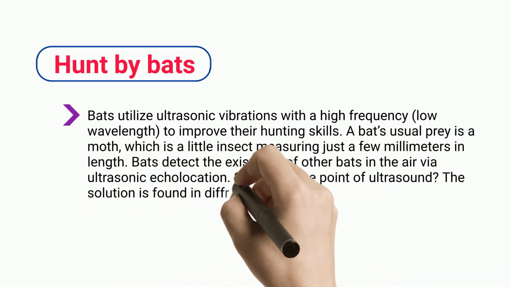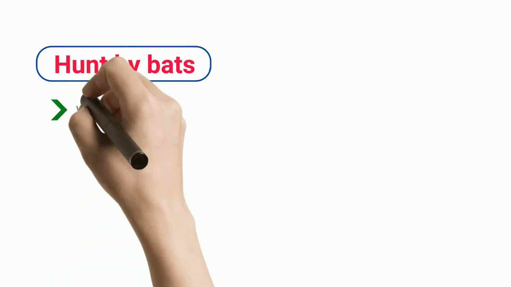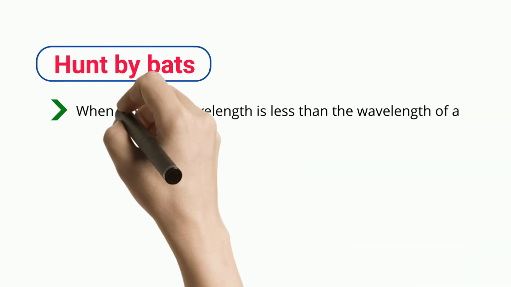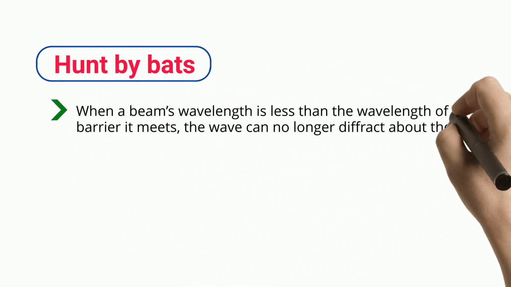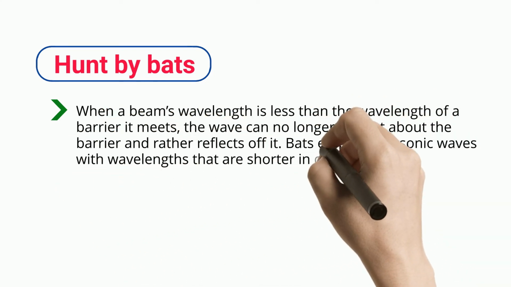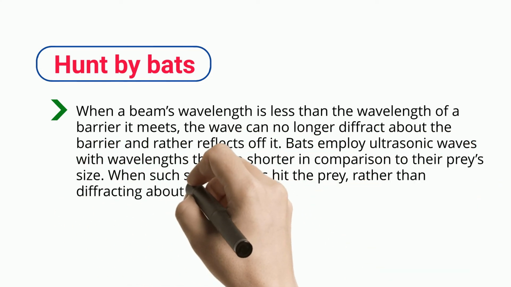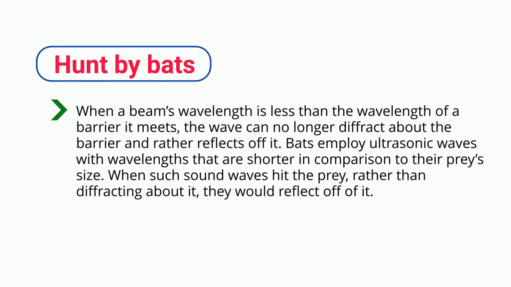Bats detect the existence of other bats in the air via ultrasonic echolocation. So, what's the point of ultrasound? The solution is found in diffraction physics. When a wave's wavelength is less than the size of a barrier it meets, the wave can no longer diffract about the barrier and rather reflects off it. Bats employ ultrasonic waves with wavelengths that are shorter in comparison to their prey's size. When such sound waves hit the prey, rather than diffracting about it, they reflect off of it.